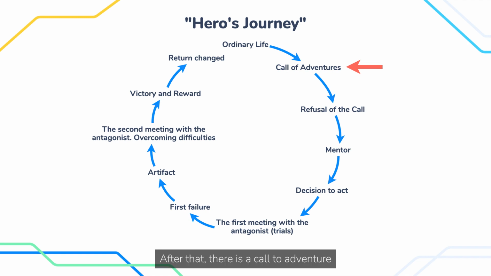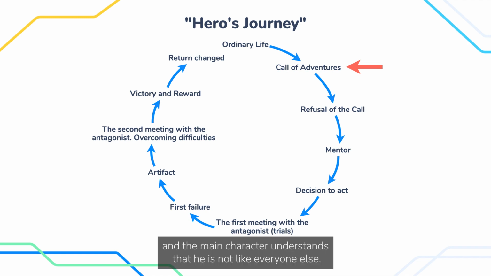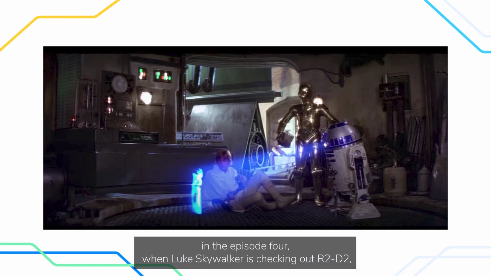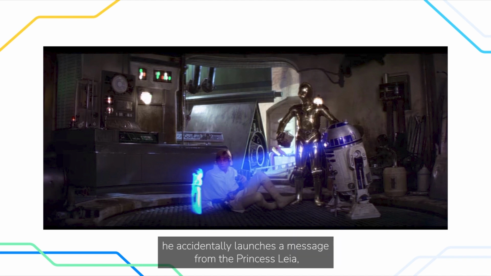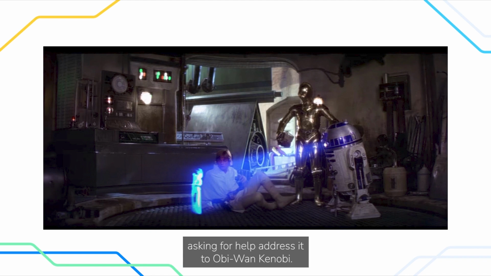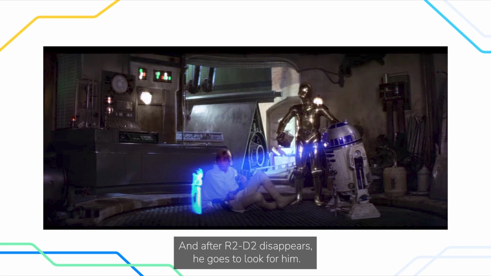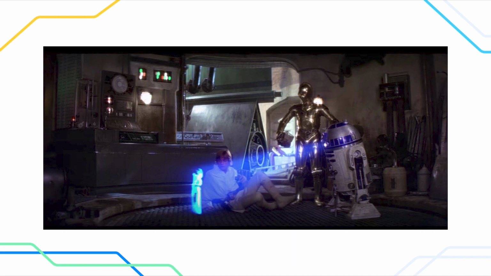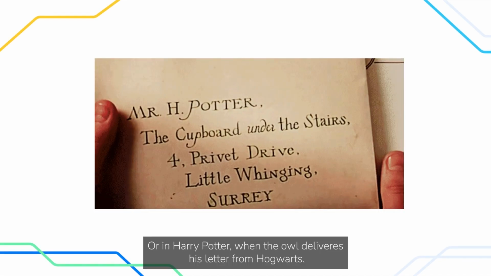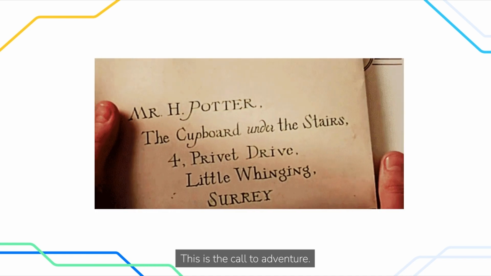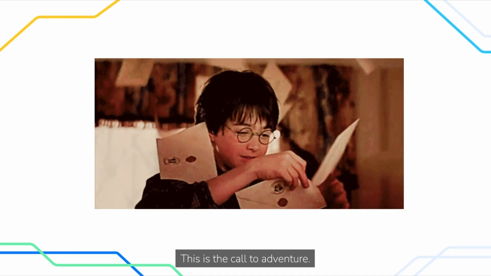After that, there is a call to adventure, and the main character understands that he is not like everyone else. If you remember Star Wars, in episode 4, when Luke Skywalker is checking out R2-D2, he accidentally launches a message from Princess Leia asking for help, addressed to Obi-Wan Kenobi. And after R2-D2 disappears, he goes to look for him. Or in Harry Potter, when the owl delivers the letter from Hogwarts. This is the call to adventure.